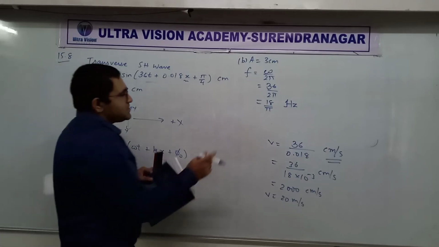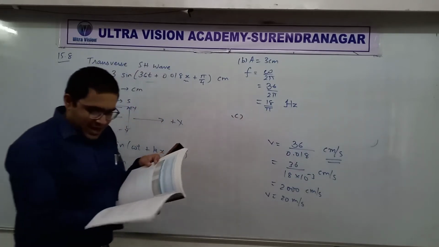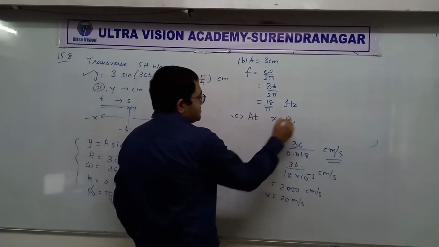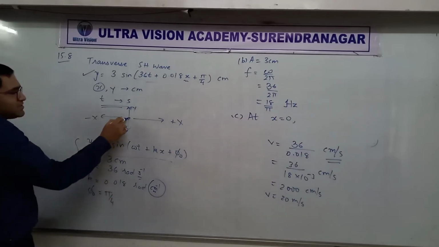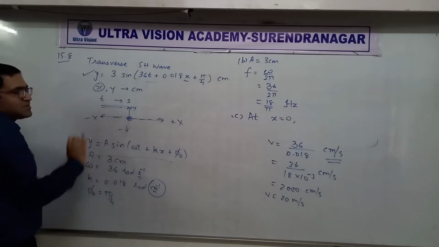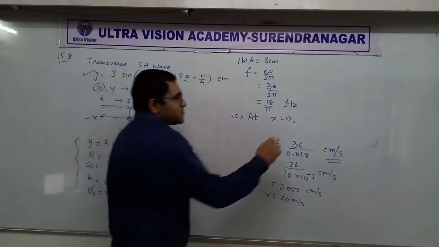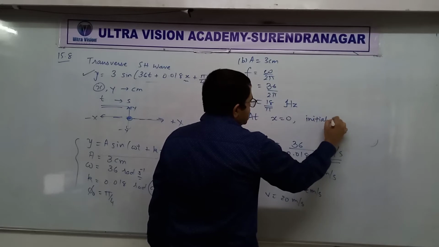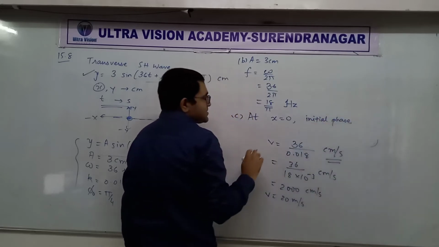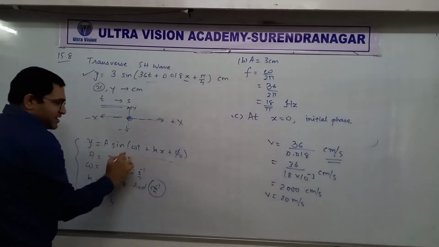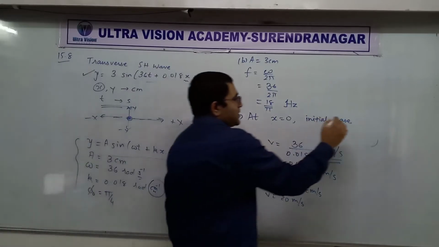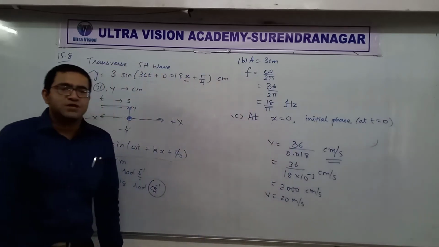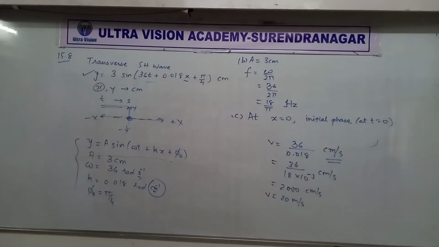Third one, what is initial phase at origin? At origin means at x equal to 0. Right? At origin means, suppose this is a string, then here is x equal to 0. At x equal to 0, what will be initial phase? Initial phase means phase angle. This is phase angle. Right? At what time? T equal to 0. Clear? Clear or not clear?